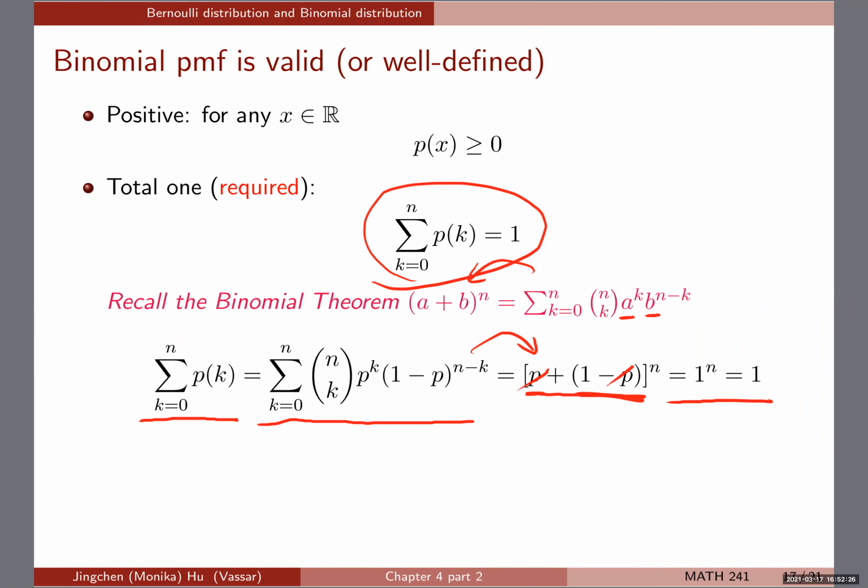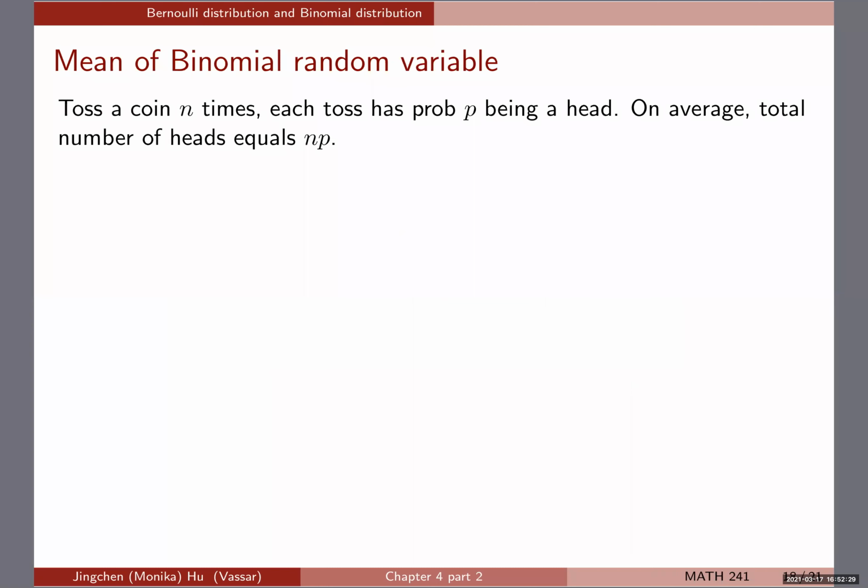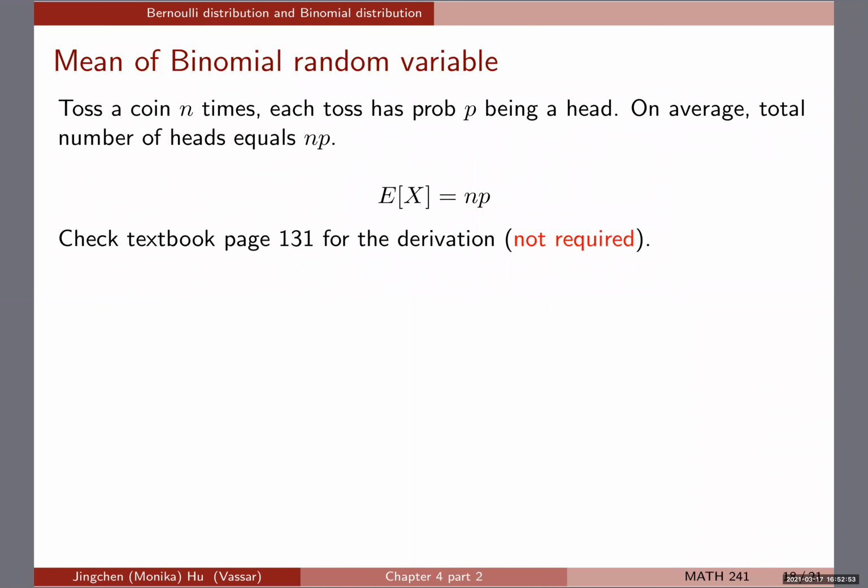And a couple of other things, although not required, but I would recommend you check out the textbook. The results themselves are pretty important for us anyway. This is about the mean of the binomial random variable. If you toss a coin n times, and each toss has probability p of being heads, then on average, which means on expectation, the total number of heads equals n times p. Putting in mathematical notation, if X follows a binomial distribution, remember the notation here, then the expectation of X is n times p, okay?